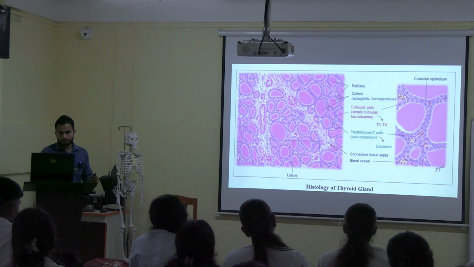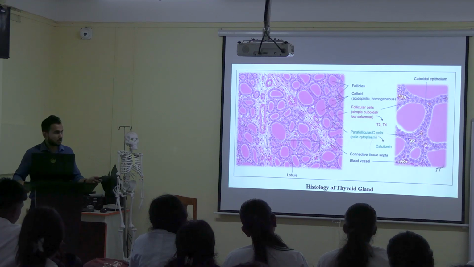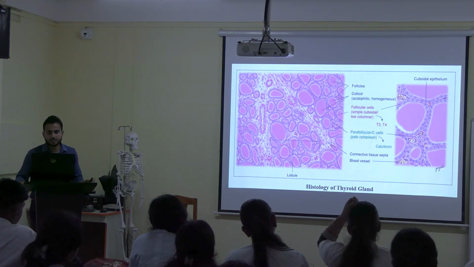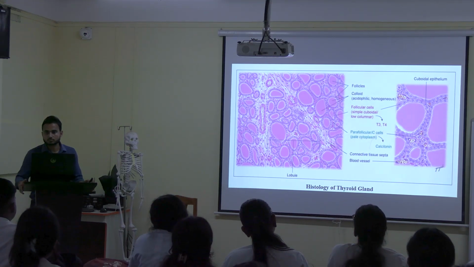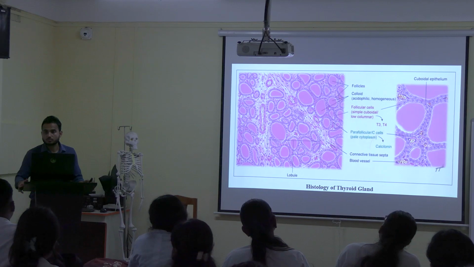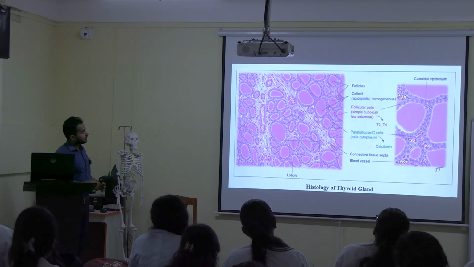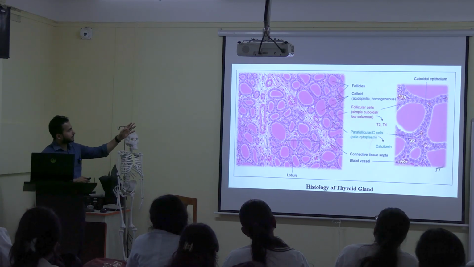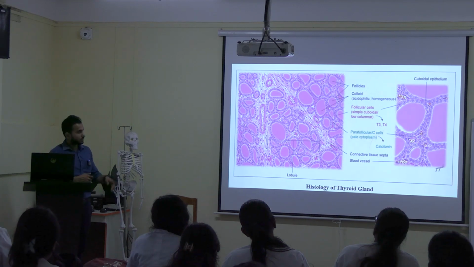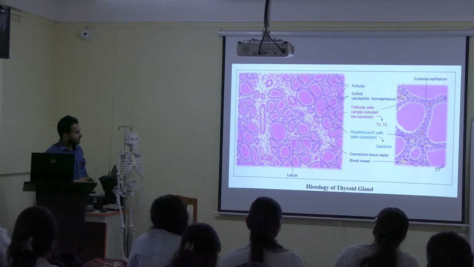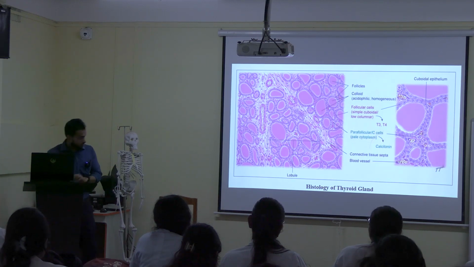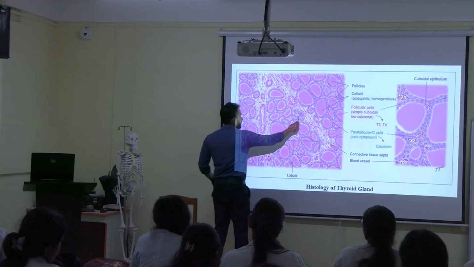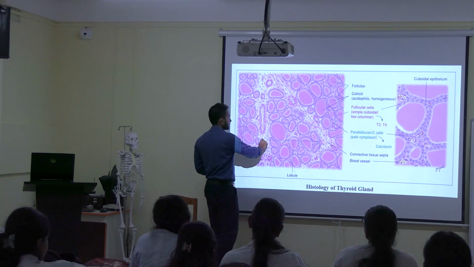Now, this is the schematic diagram of the thyroid gland, at low magnification and high magnification. What can you see over here? In this particular view you can't see the capsule, but you can see the connective tissue septa. Can you see the connective tissue septa? Look, this is the connective tissue septa, this is the connective tissue septa, right?